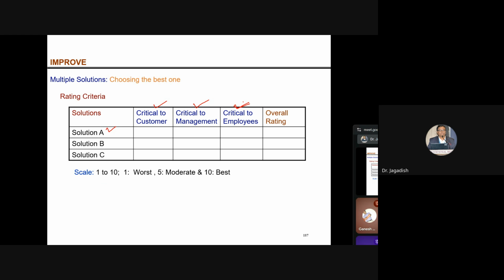So the solution should be in such a way that the customer is satisfied, management is satisfied, and the employees working on that are also satisfied. Therefore we have to rate how much satisfaction of the customer, management, and employee for all the solutions, and you will find the overall rating. If it is 3, 2 and 1, the first solution is better here. So I need to select solution 1, solution A, and implement it. One is worst, 5 is moderate, 10 is best, something like that.